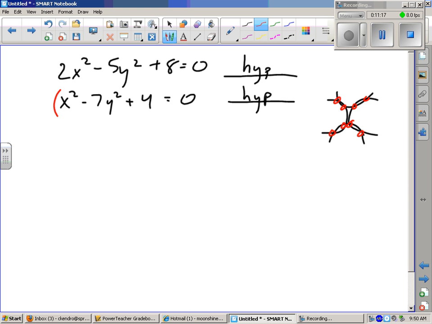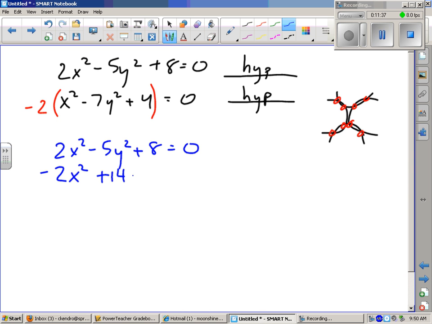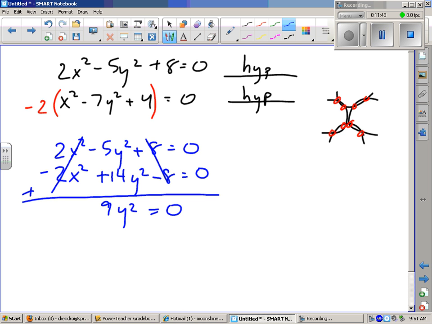All right, so we're going to do the same thing here. I'm going to multiply this whole bottom row by -2. So I have rewriting 2x squared minus 5y squared plus 8. You can put the 8 on the other side. It doesn't really matter for our purposes. So negative 2x squared plus 14y squared minus 8 equals 0. So adding those up, I get the x squared to go away. I get 9y squared equals 0. Divide by 9. So y squared equals 0, so y equals 0. There is no plus or minus when it's just 0.